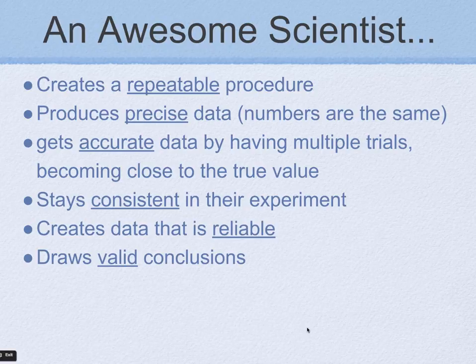What I have for you today is what an awesome scientist does. So an awesome scientist creates a repeatable procedure, produces precise data, which has numbers that are the same, gets accurate data by having multiple trials and becoming close to the true value, stays consistent in their experiment with their methods and techniques, and then will create data that is reliable and then can draw a valid conclusion. So that's what an awesome scientist does, and that's what I hope you can do.